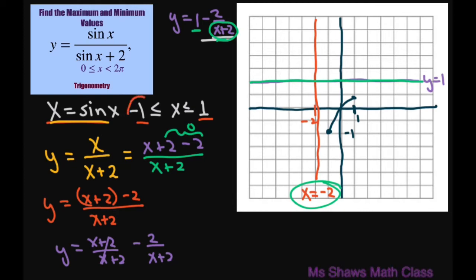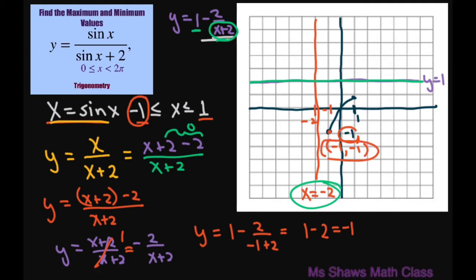If we substitute in -1 into our equation here, we get y equals 1 minus 2 divided by -1 plus 2. That's going to equal 1 minus 2, which is -1. So that's this point here. When x is -1, y is going to be -1. So we'll just put -1, comma -1 for that point right here.